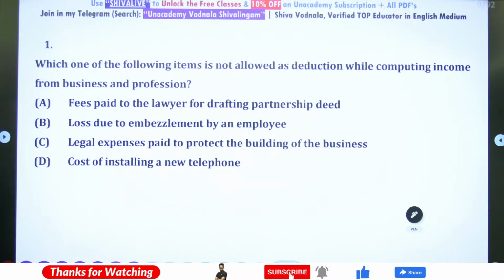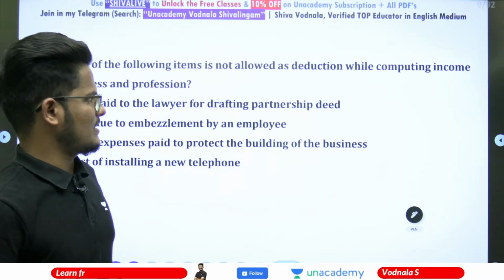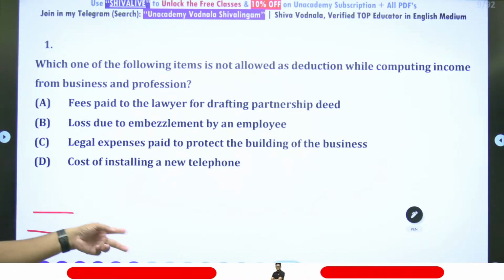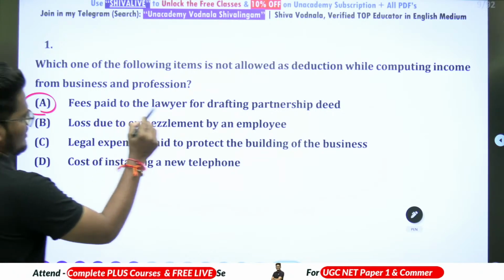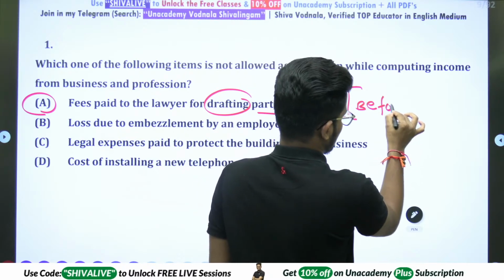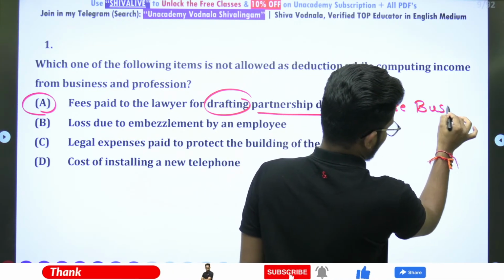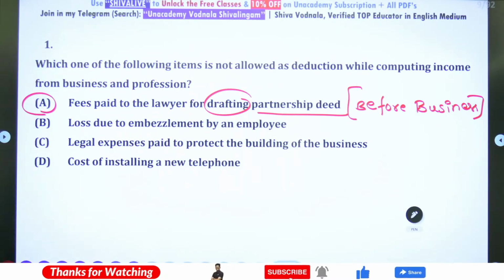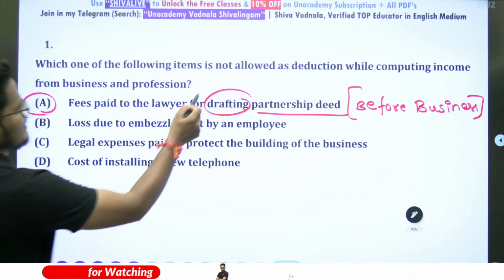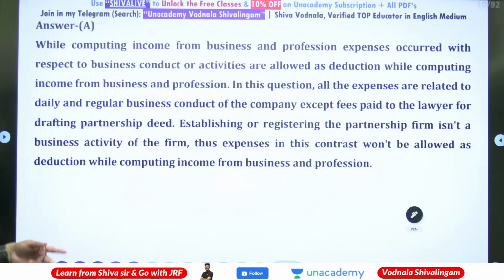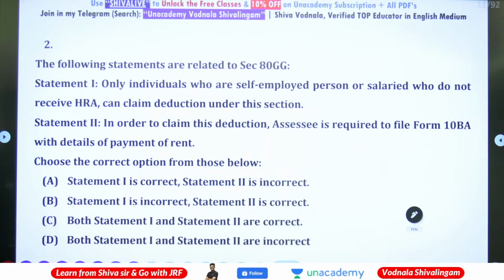Which of the following items are not allowed as a deduction while computing income from business and profession? Option A is the correct answer: fees paid to the lawyer for drafting the partnership deed. This is before formation of the business. Whatever expenditure is incurred before the business starts will not be deducted, and that too for the partnership deed, where the partnership is not even formed. So while computing business income, this expenditure is not allowed.